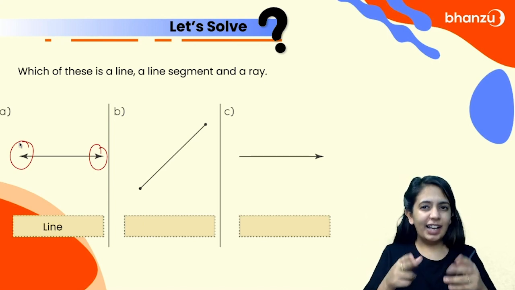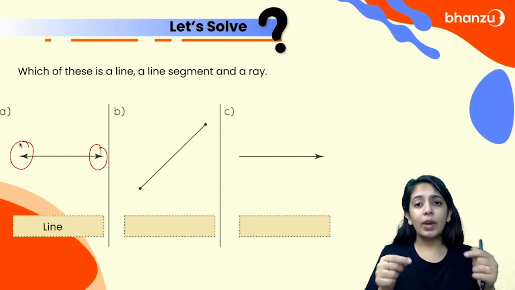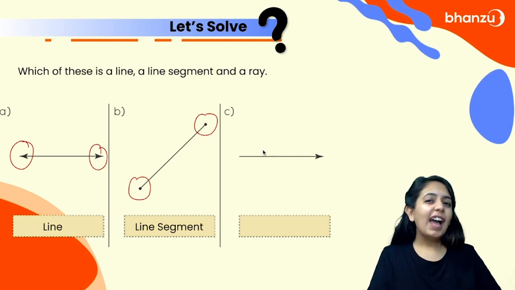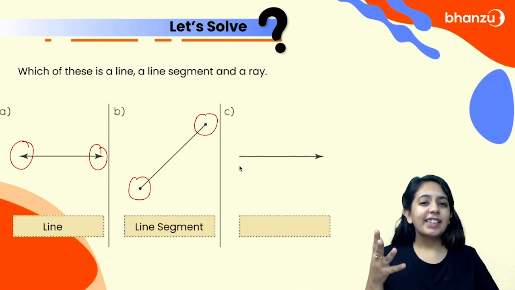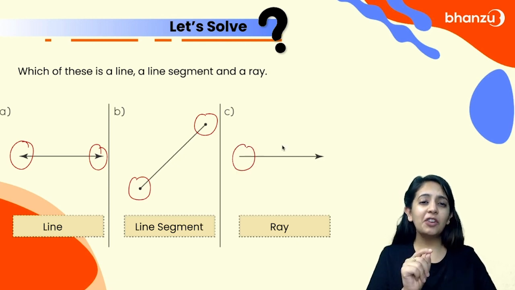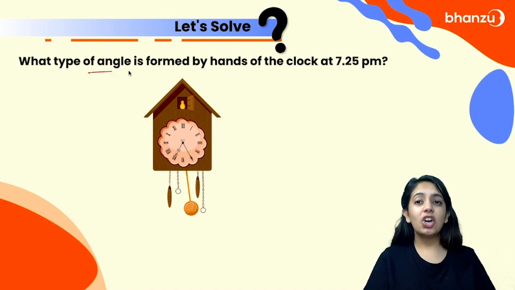Now, if we cut a line, we will get two endpoints. What do we call that part of a line which has two endpoints? We call it a line segment. And how about this one? This is a ray. In a ray, one endpoint is fixed, but from the other end, it can be extended infinitely.